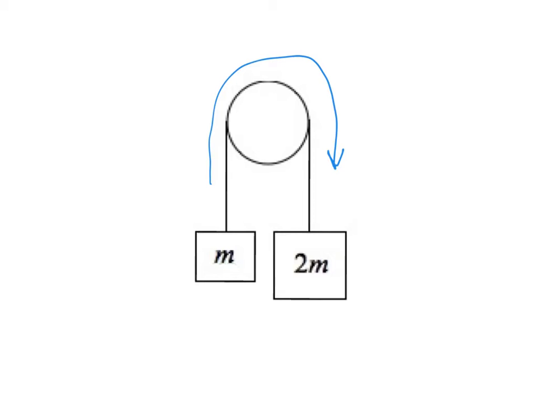But what we have to remember here is that gravity always pulls down. So what that means is the block on the right, 2m, is going to be falling at a rate of m2 times g, and the block on the left over here, m, is going to be falling at a rate of m times g.